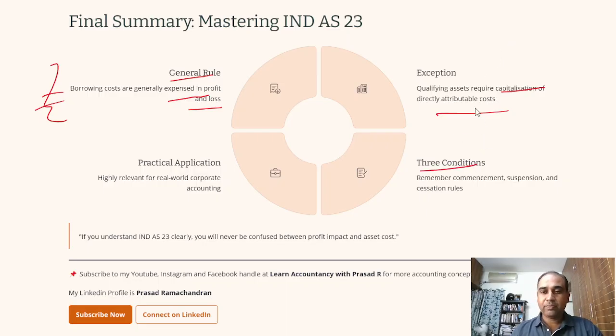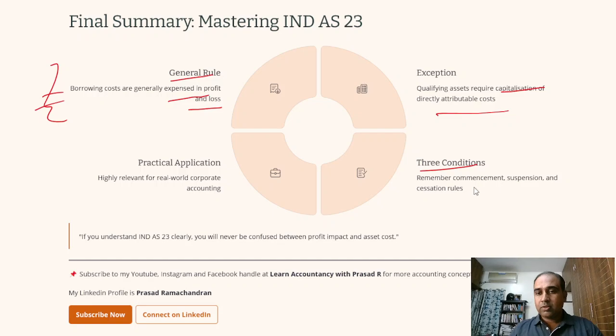Three conditions. You should be very clear on when borrowing cost can be capitalized. The three conditions that we discussed were: one, there should be some amount spent on the asset. Second, borrowing cost has to be incurred. And third, the activity should be in progress. Other than that, we discussed borrowing cost in this standard. We discussed qualifying asset. A qualifying asset is an asset which takes a substantial period of time to get ready for its intended use or sale.